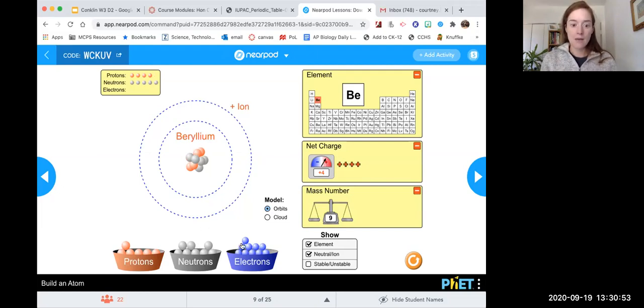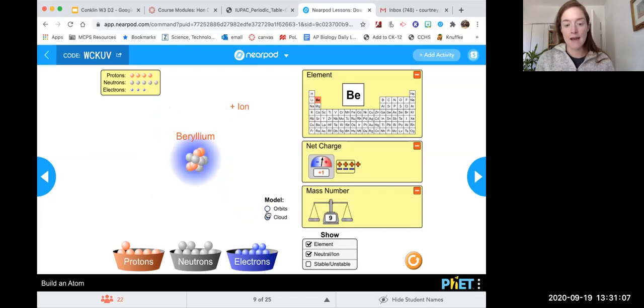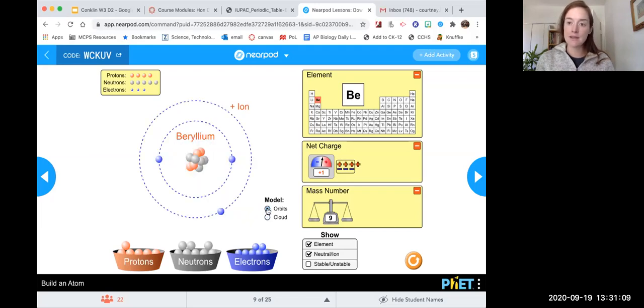Okay, great. Now what about electrons? Do they go in the nucleus? No, it won't let me put electrons in the nucleus. I keep trying, but they are actually represented in orbits, or sometimes it's called a cloud. They're outside the nucleus, and they seem to have a, what kind of charge? If you said negative, you are absolutely right.